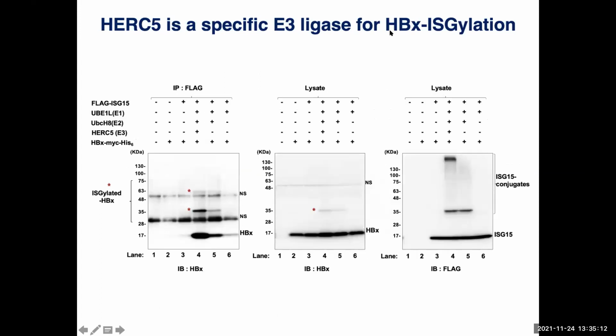Okay, so then we checked whether the ISGylation machineries are important for ISGylation of HBx protein, and we removed E2, and ISGylation was dramatically reduced. And when we removed HERC5 and UBCH8, the E3 and E2, we cannot see ISGylated bands. So these shifted bands are actually the ISGylated HBx protein.